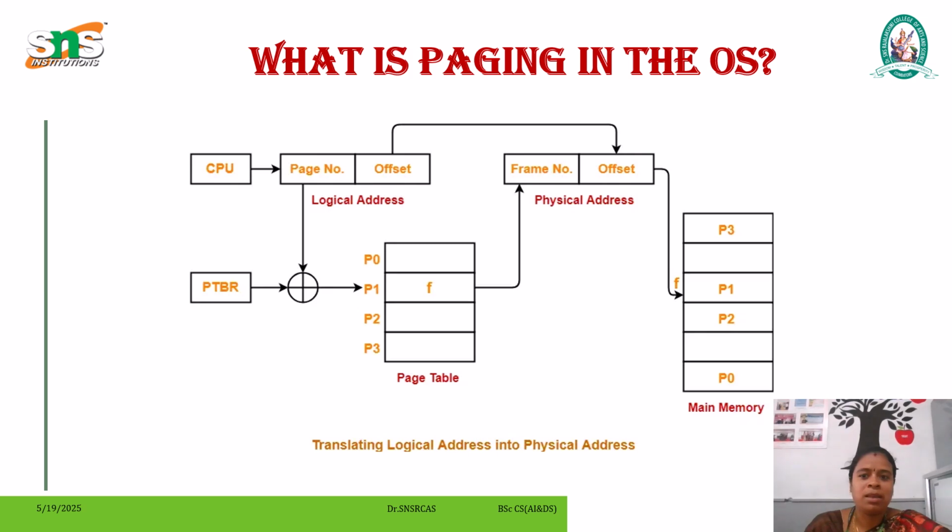Next one, what is paging in the operating system? Paging is the memory management scheme used by the operating system to efficiently manage the memory resources. It allows the operating system to divide the logical address space of the process into fixed size blocks called pages. So paging uses fixed size blocks. These pages are mapped to the physical address, enabling efficient memory allocation and retrieval of the process. Paging is the storage mechanism used in the operating system to retrieve the process from secondary storage to main memory as pages.